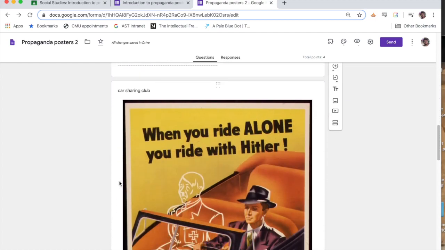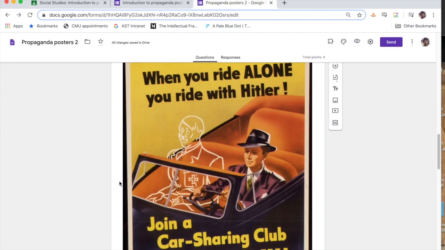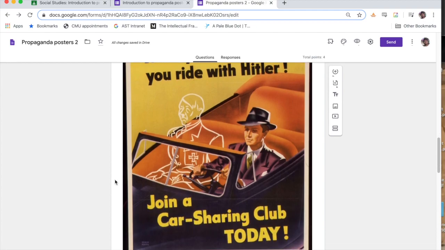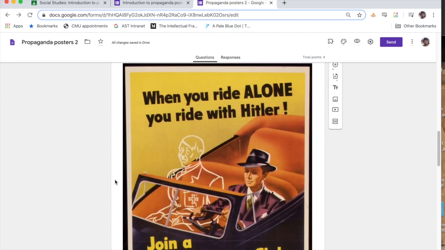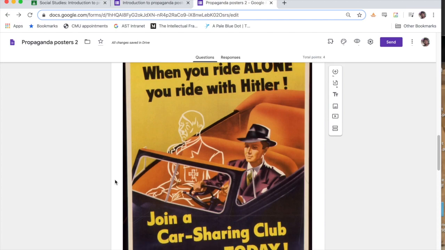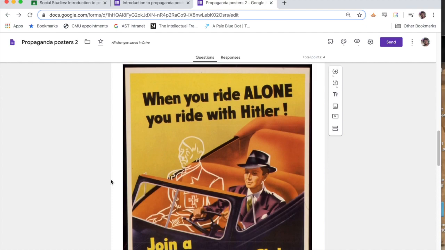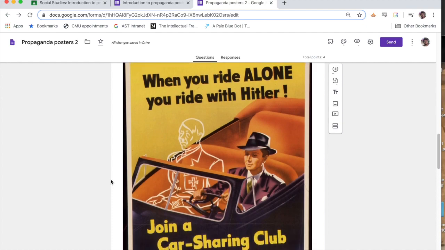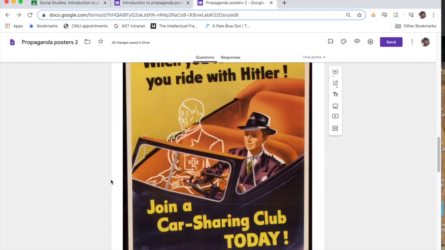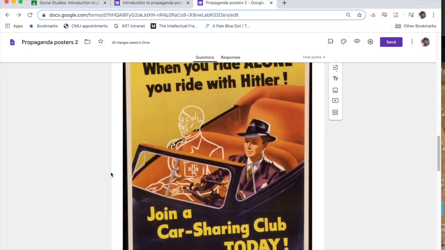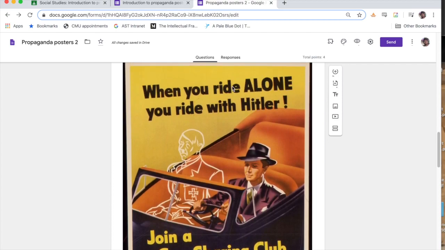This one, the car sharing club: when you ride alone, you ride with Hitler, join a car sharing club today. There is just so much propaganda from World War II. I try to mix it up, but when I look for this stuff, inevitably there's going to be some World War II stuff, because so many of these posters were made then. And this one always made me laugh. When you ride alone, you ride with Hitler. And then we have little ghost Hitler here looking angry.